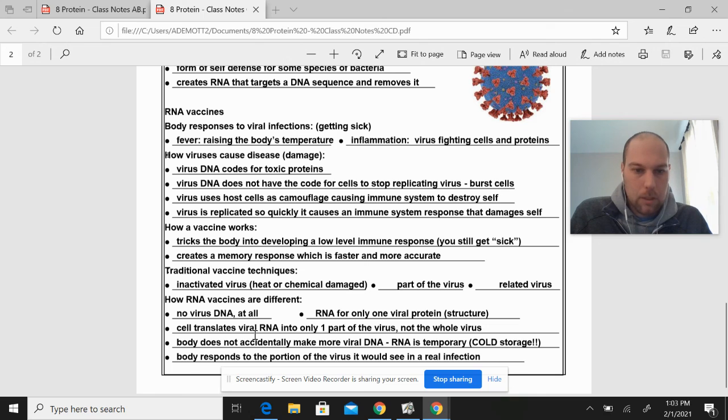So you can see the body does not accidentally make more viral DNA. That's not possible. The body responds to the portion of the virus it would see in a real infection, so it gives you that protection. Is it 100% effective? No, it's not. Very few vaccines are 100% effective, but the reason that some of these viruses have completely been eradicated is because of the principle of herd immunity, where if we've vaccinated so many people that the percentage of people having it has gone so low and there is so much protection that it'll eventually just wipe itself out.